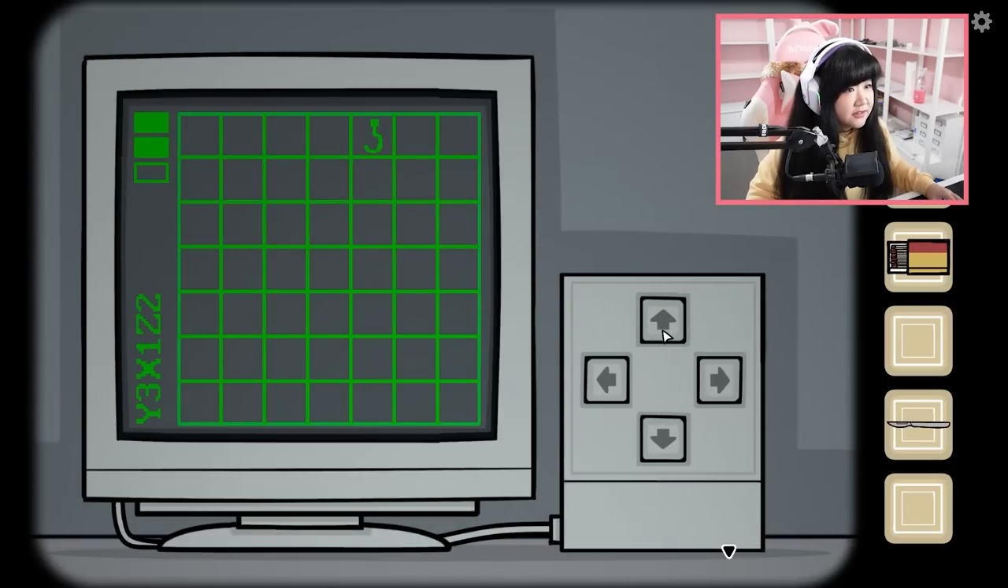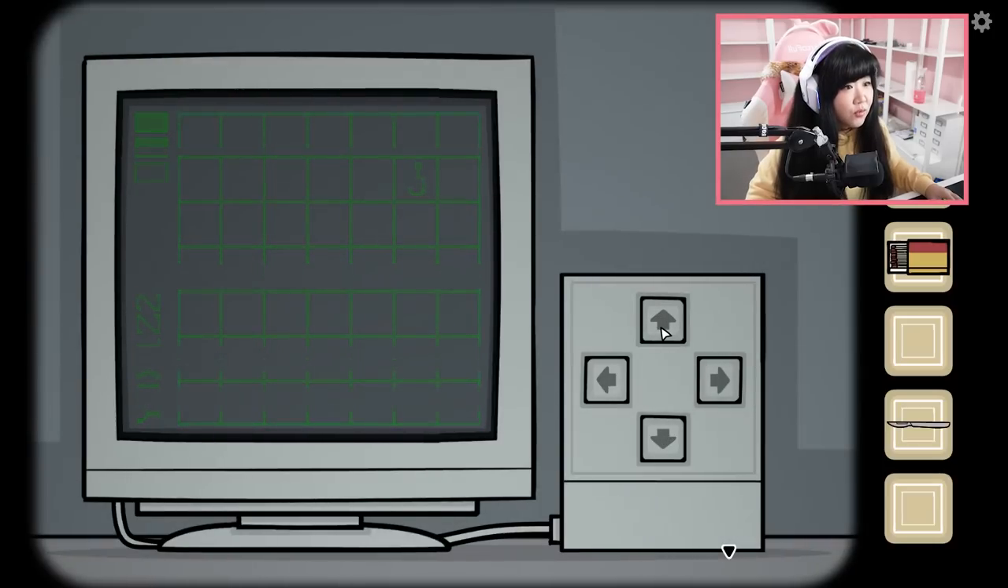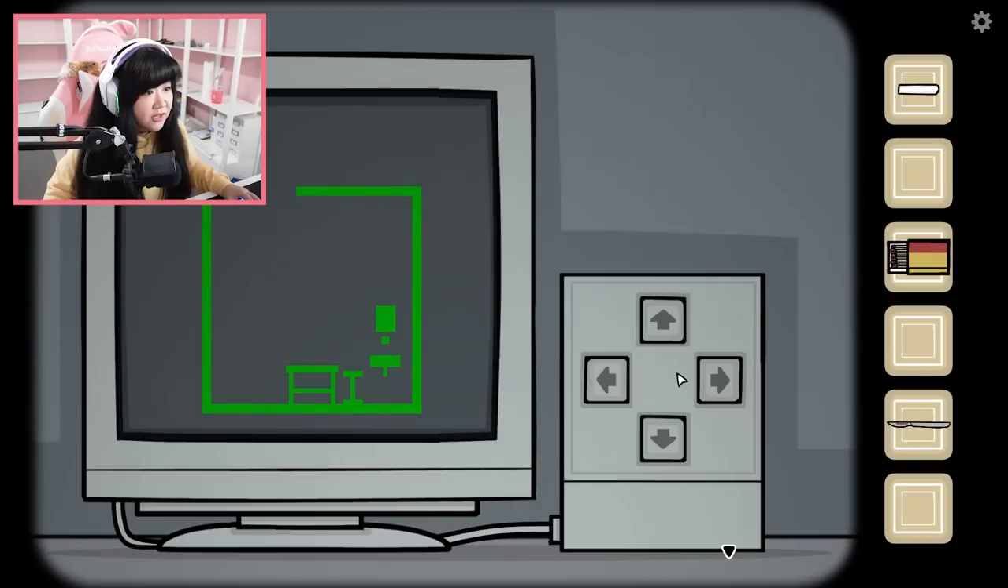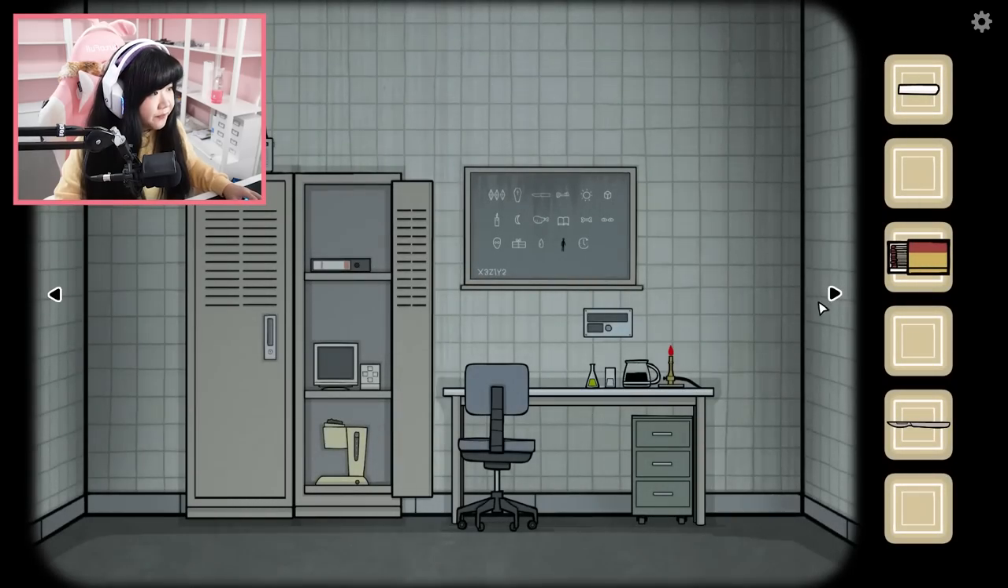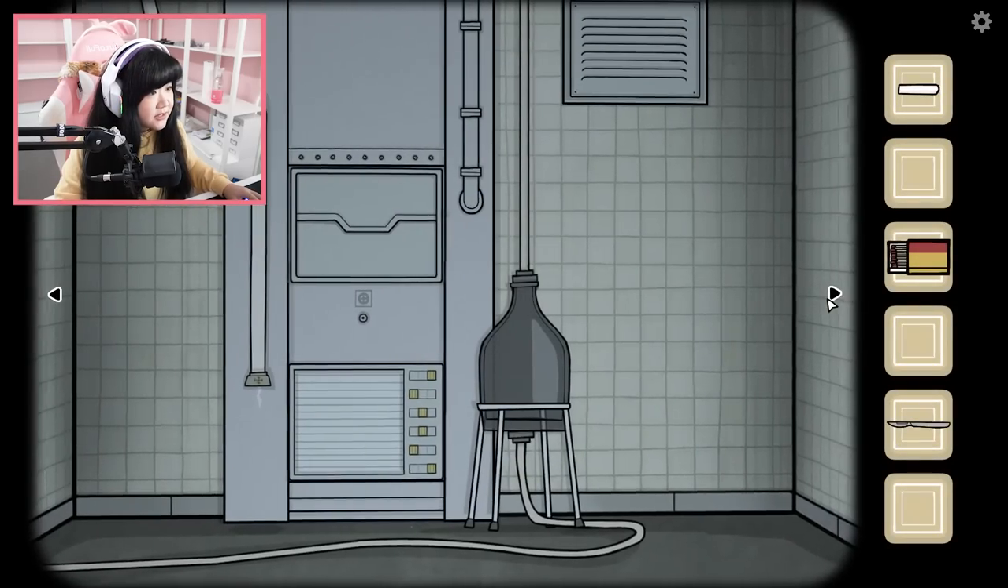Right two. Down four. Left one. Up three. Oh, okay. My screen is changing. Oh, okay. I think I know where I need to go. I think that looks like where my mirror thing was.